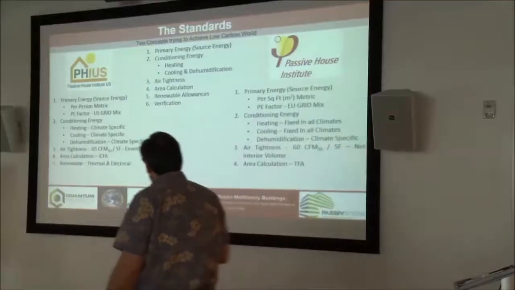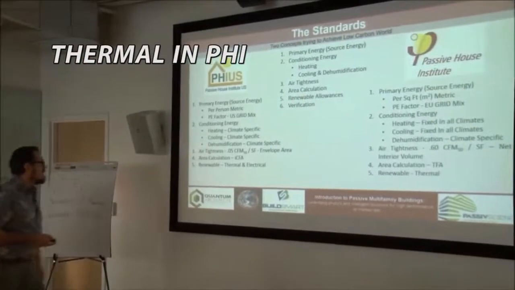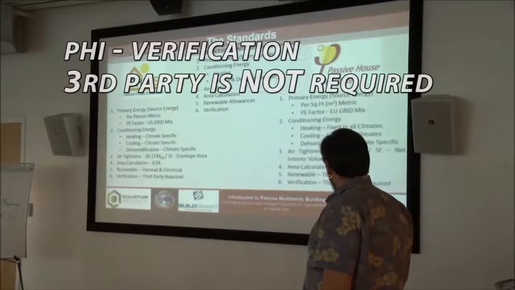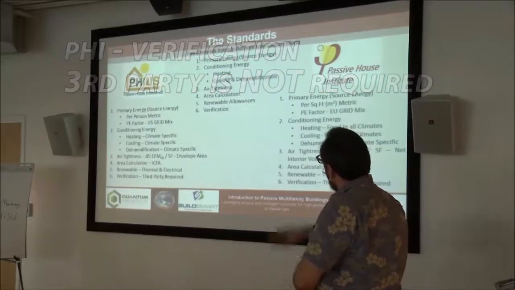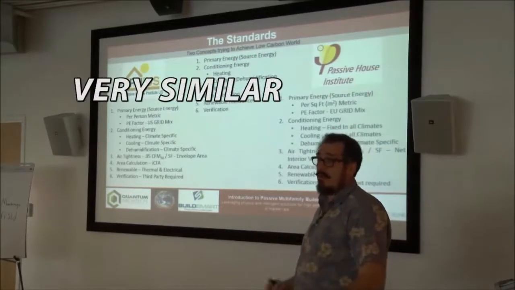Back to the video. So renewable, they can have thermal and electric in PHIUS, and you can have just thermal in Passivhaus Institute. The verification third party is required. Third party is not required on the Passivhaus Institute. So those are the basic differences between them. Other than that, they're very, very similar, right?